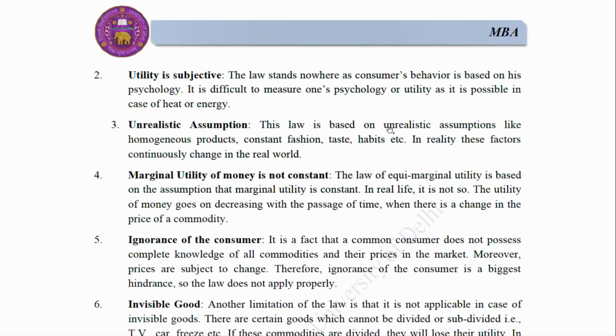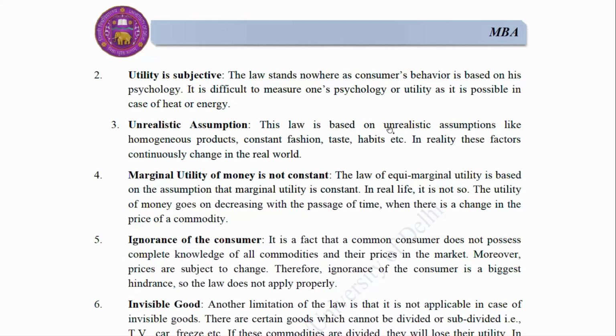Second, utility is subjective. The law stands nowhere as consumer's behavior is based on his psychology. It is difficult to measure one's psychology or utility as it is possible in case of heat or energy. Third, unrealistic assumption. This law is based on unrealistic assumptions like homogeneous products, constant fashion, taste, habits, etc. In reality, these factors continuously change in the real world.